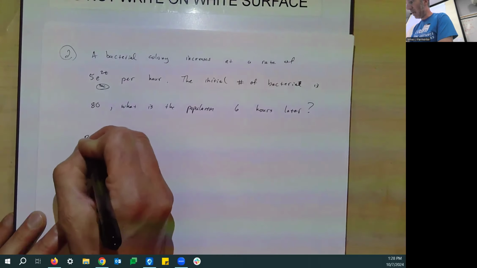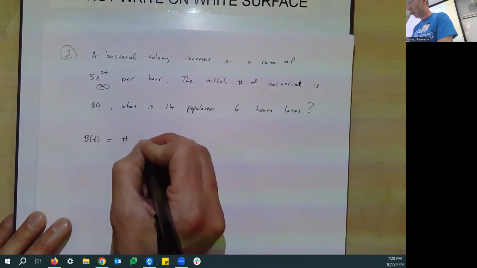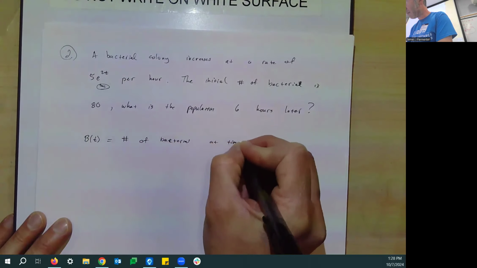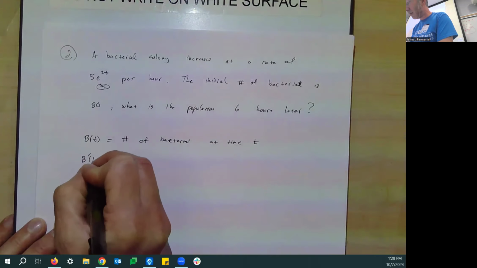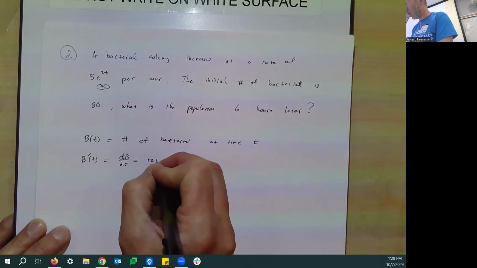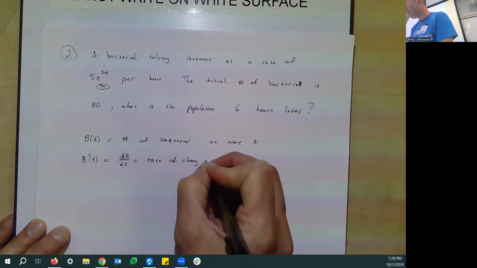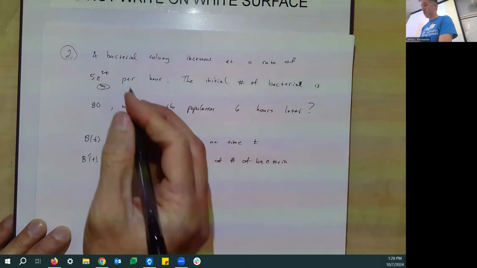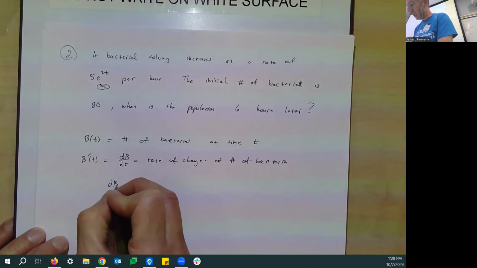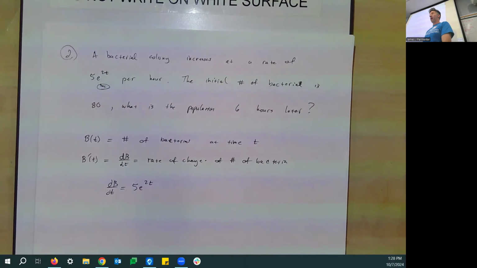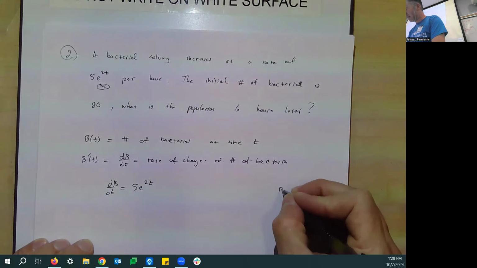So if b of t is equal to the number of bacteria at time t, then the derivative of that, b prime of t, or as I would rather write, db dt, is equal to the rate of change of that number, which we were told was 5e to the 2t. So what we're saying here is that db dt is equal to 5e to the 2t. And we're being asked to find the number of bacteria at 6 hours later. So we're being asked to find what b of 6 is equal to.